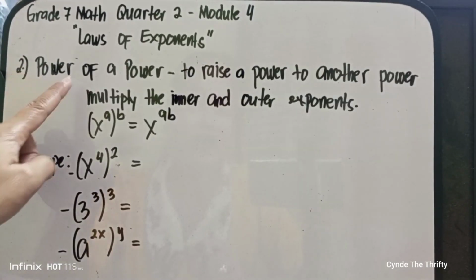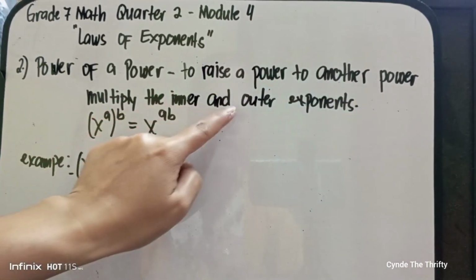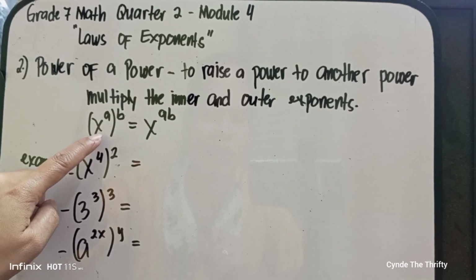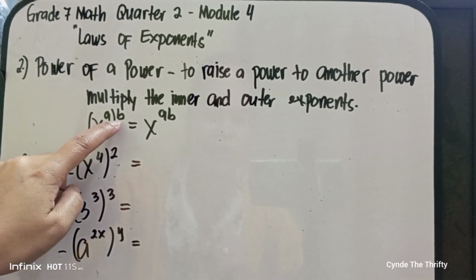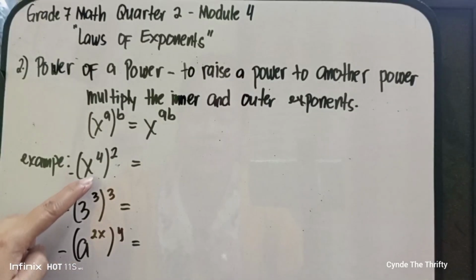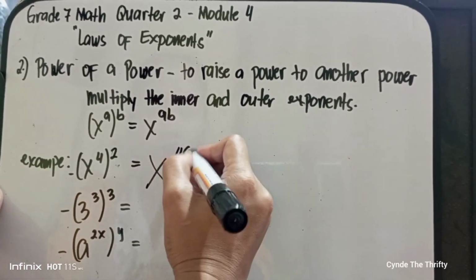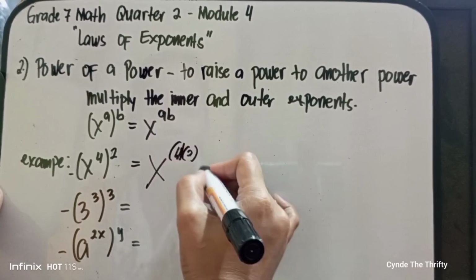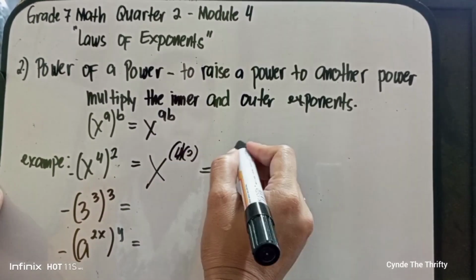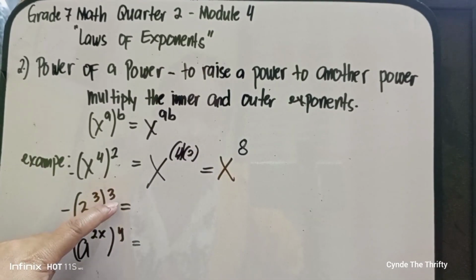Second law is power of a power. To raise a power to another power, multiply the inner and the outer exponents. So just like this one, x raised to the power of a, raised to the power of b, is equal to x raised to ab. For example, x raised to the power of 4, squared. So, x raised to 4 times 2 equals x raised to 8. Ayan.